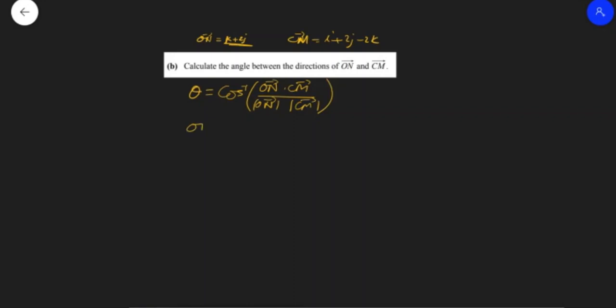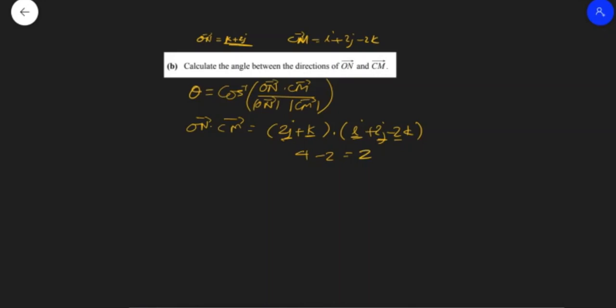Alright, let's find the dot product first. ON dot CM will be k plus, let's write 2j first because j comes first in our component and algebraic form. Dot i plus 2j minus 2k. So 2j times 2j will be 4, and i has no takers, there is no i here, so it will be 0, we'll ignore it. k is 1 and this is minus 2, so minus 2, which comes out to be 2.